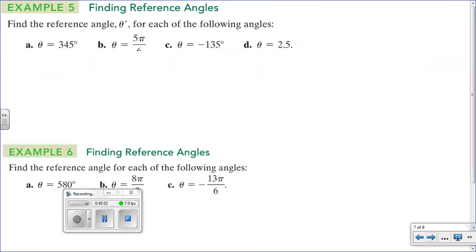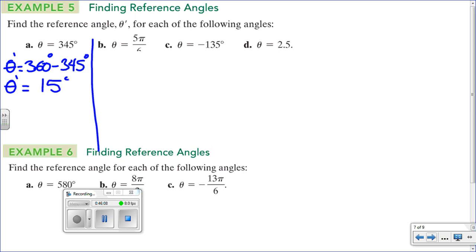Okay. So let's find examples here. For 345, theta prime will be 360 minus 345. So the reference angle will be 15.